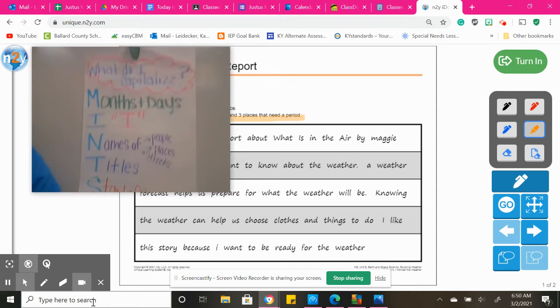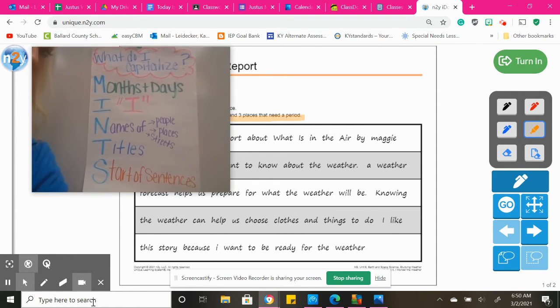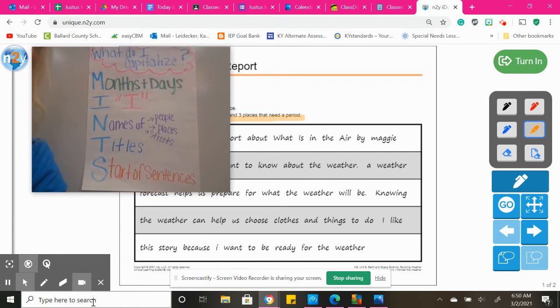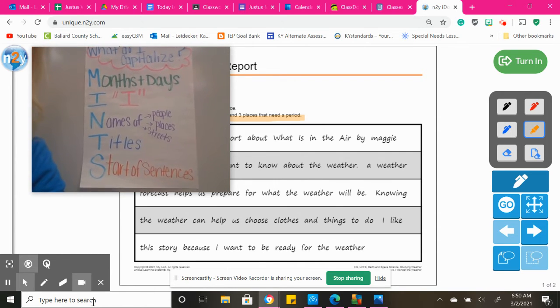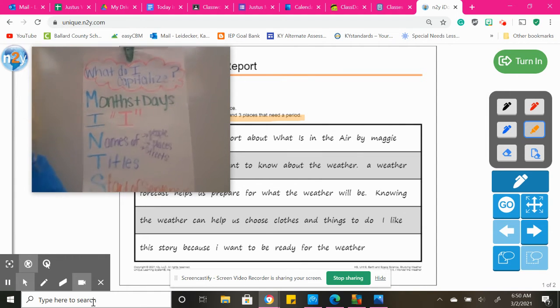So if you need to pause this, go ahead and pause it so you can complete months and days, I, names of places, titles, and start of sentences.